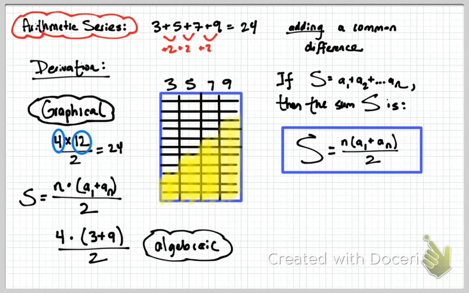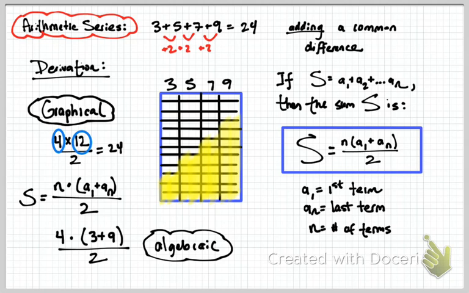And let's kind of make a key for this, what each of these terms mean. A1 represents what? First term. AN represents our last term. And N represents the number of terms. You guys learned this last year with Frank? No?